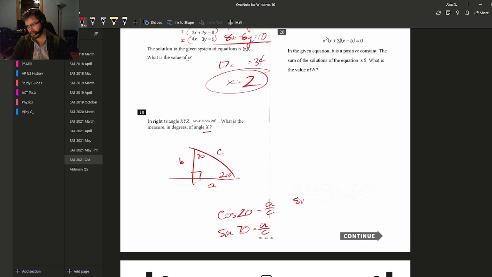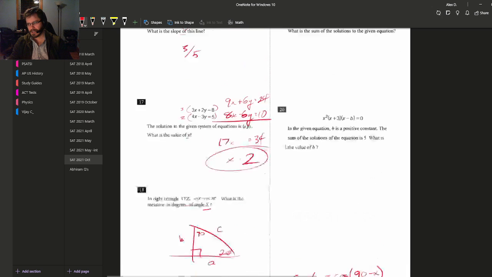The sine of an angle is equal to the cosine of the complement to that angle, 90 minus x. So the sine of 70 is equal to the cosine of 20. That is one worth knowing.